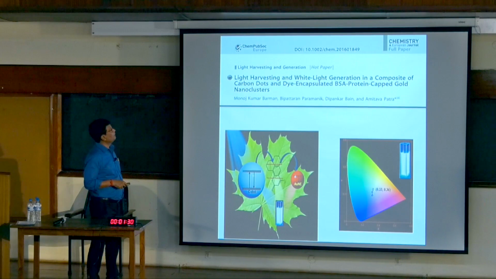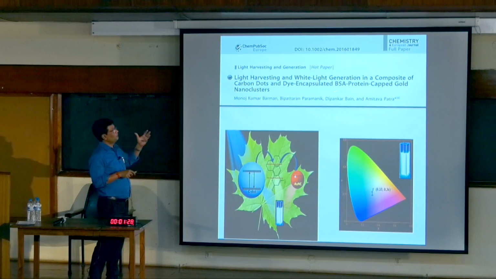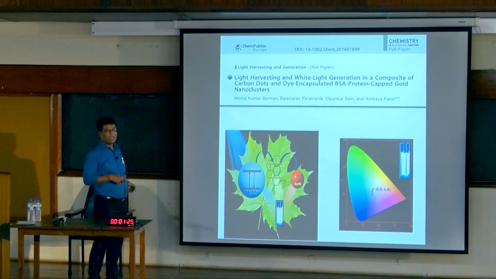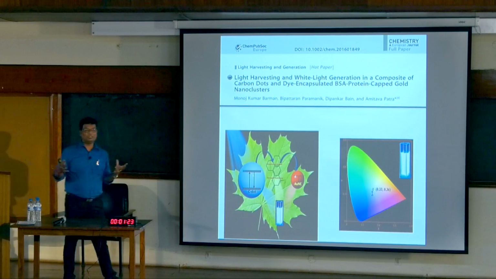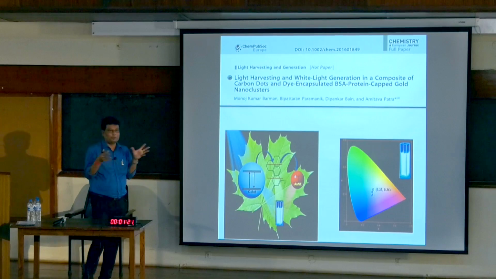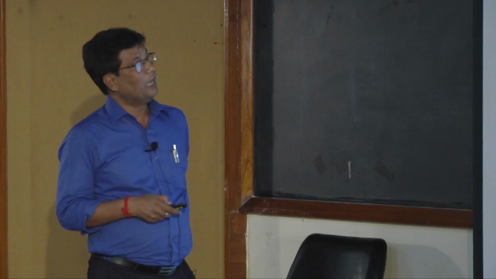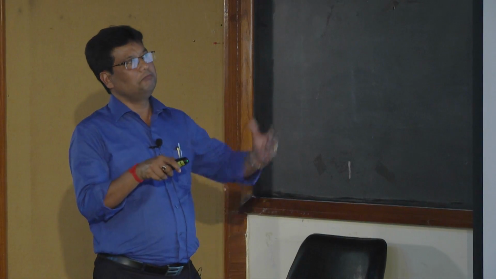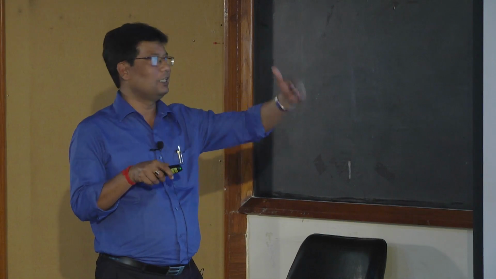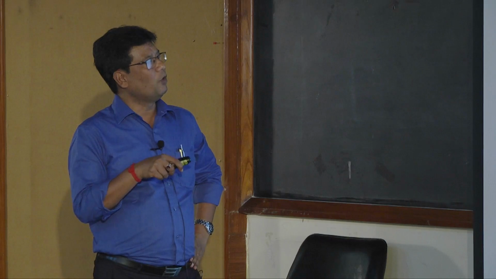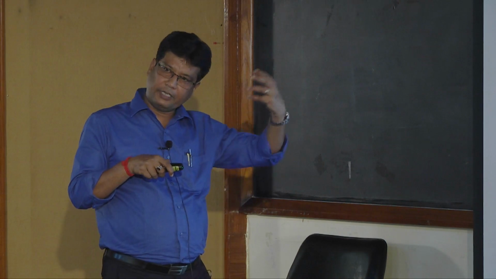The last one is again carbon dot with BSA protein capped gold nanoparticle. We tried to develop another new system and understand all the photophysical interactions. Here we also developed white light, and this is the carbon dot because of the blue emission. I will not go into the detail of all this stuff. This is the gold cluster made by the BSA protein capped.